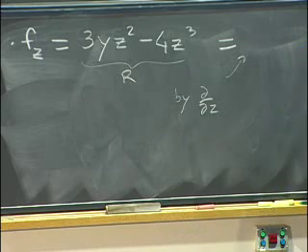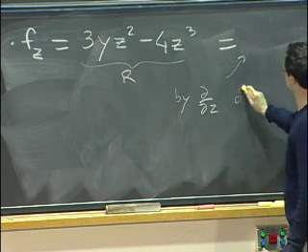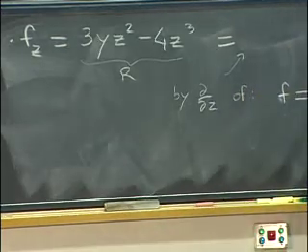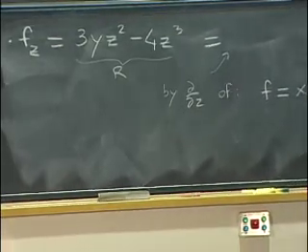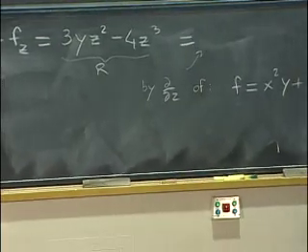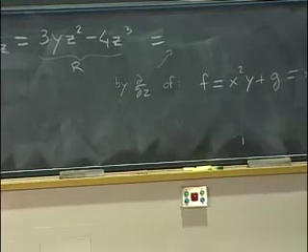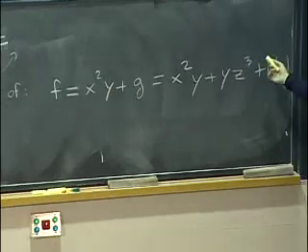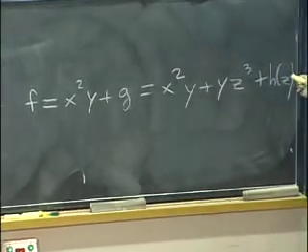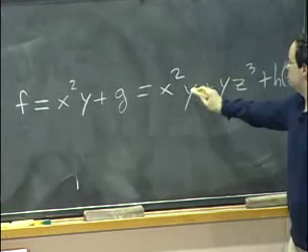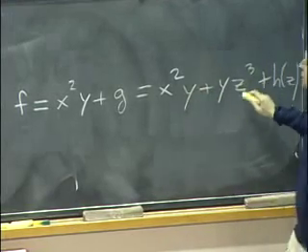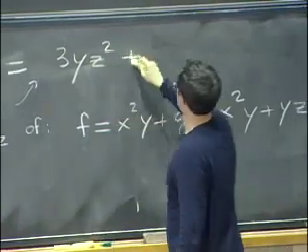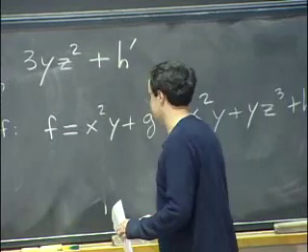Sorry, so what did we have so far? Well, we had f equals x squared y plus g, and we say g is actually yz cubed plus h of z. Okay, that's what we have so far. So if we take the derivative of that with respect to z, we'll get, well, 0 plus 3yz squared plus h prime of z, or dh dz, as you want.